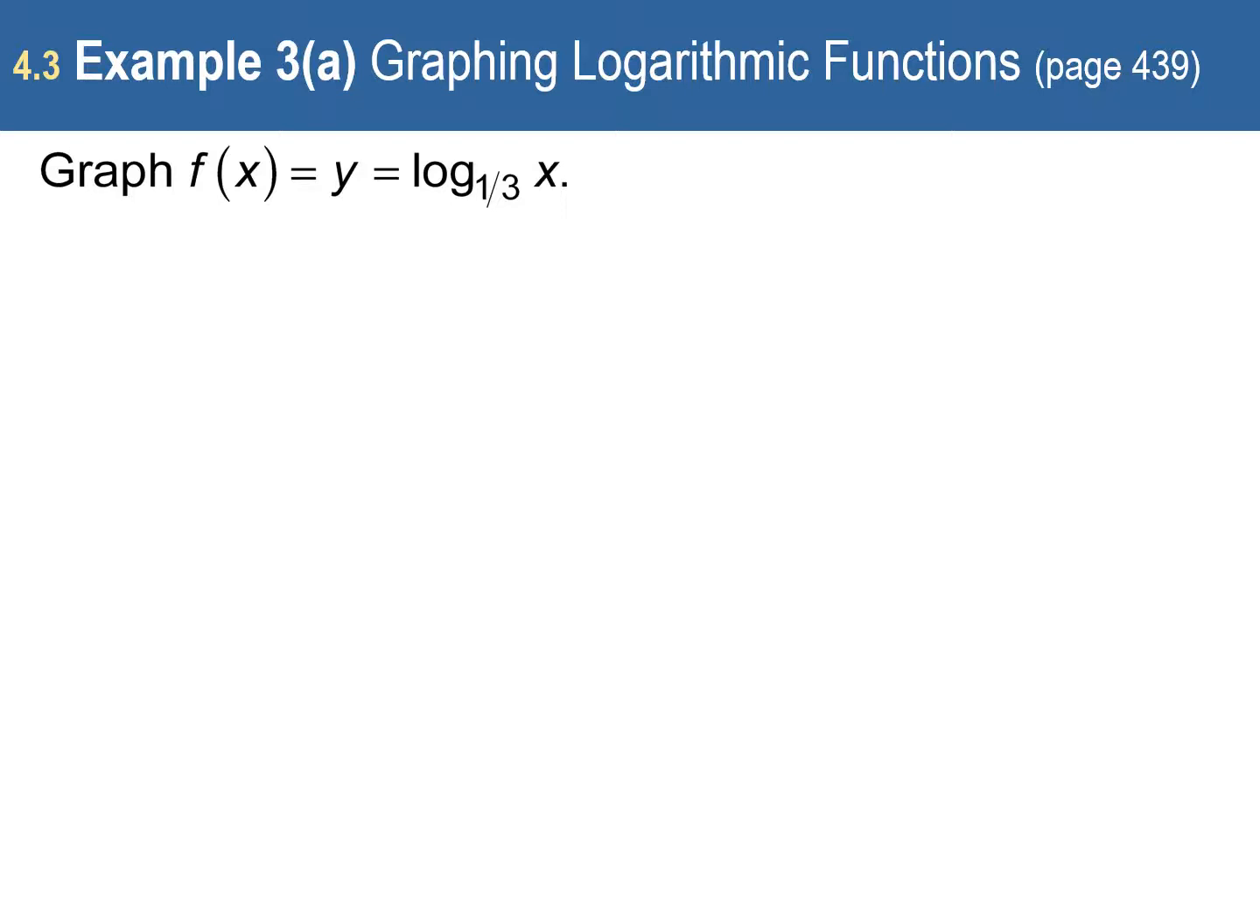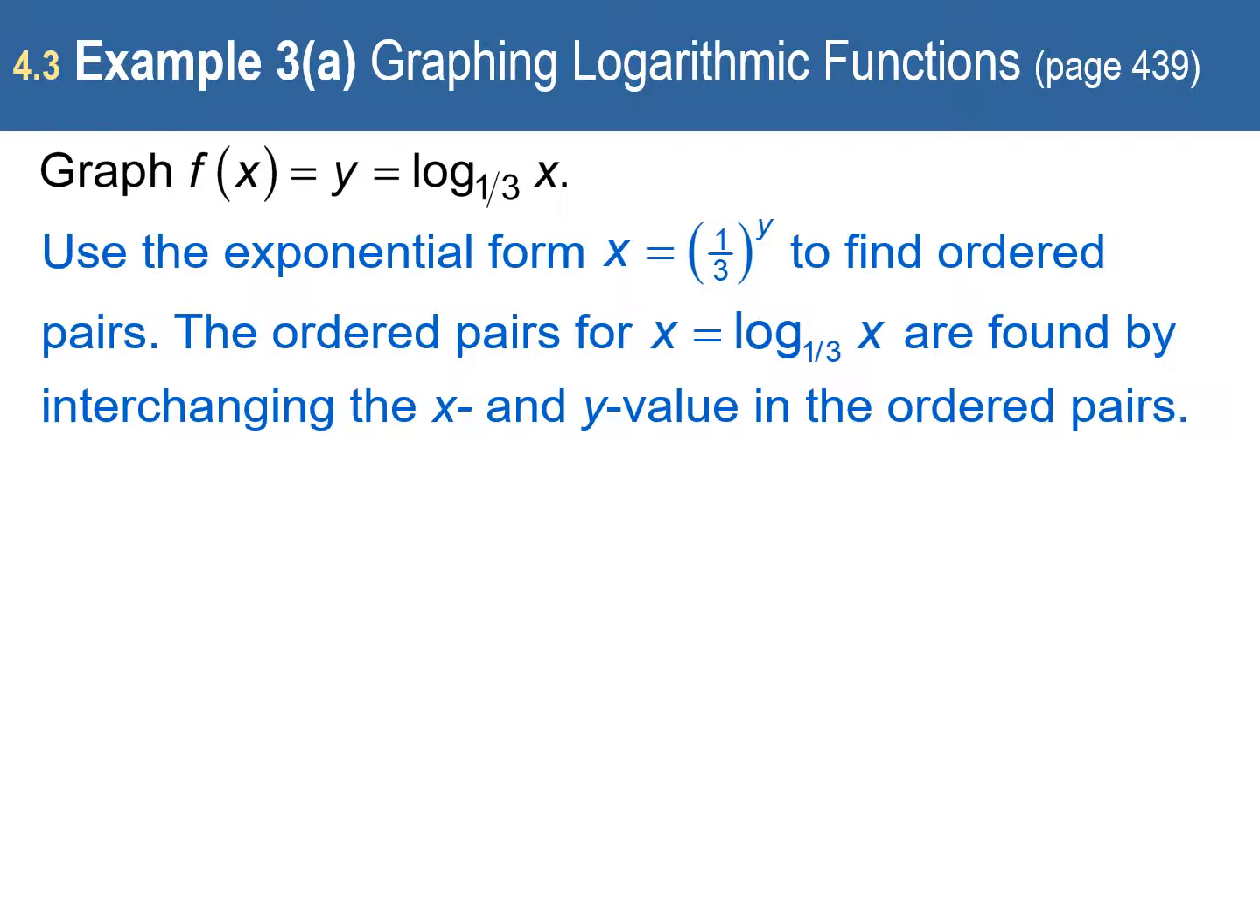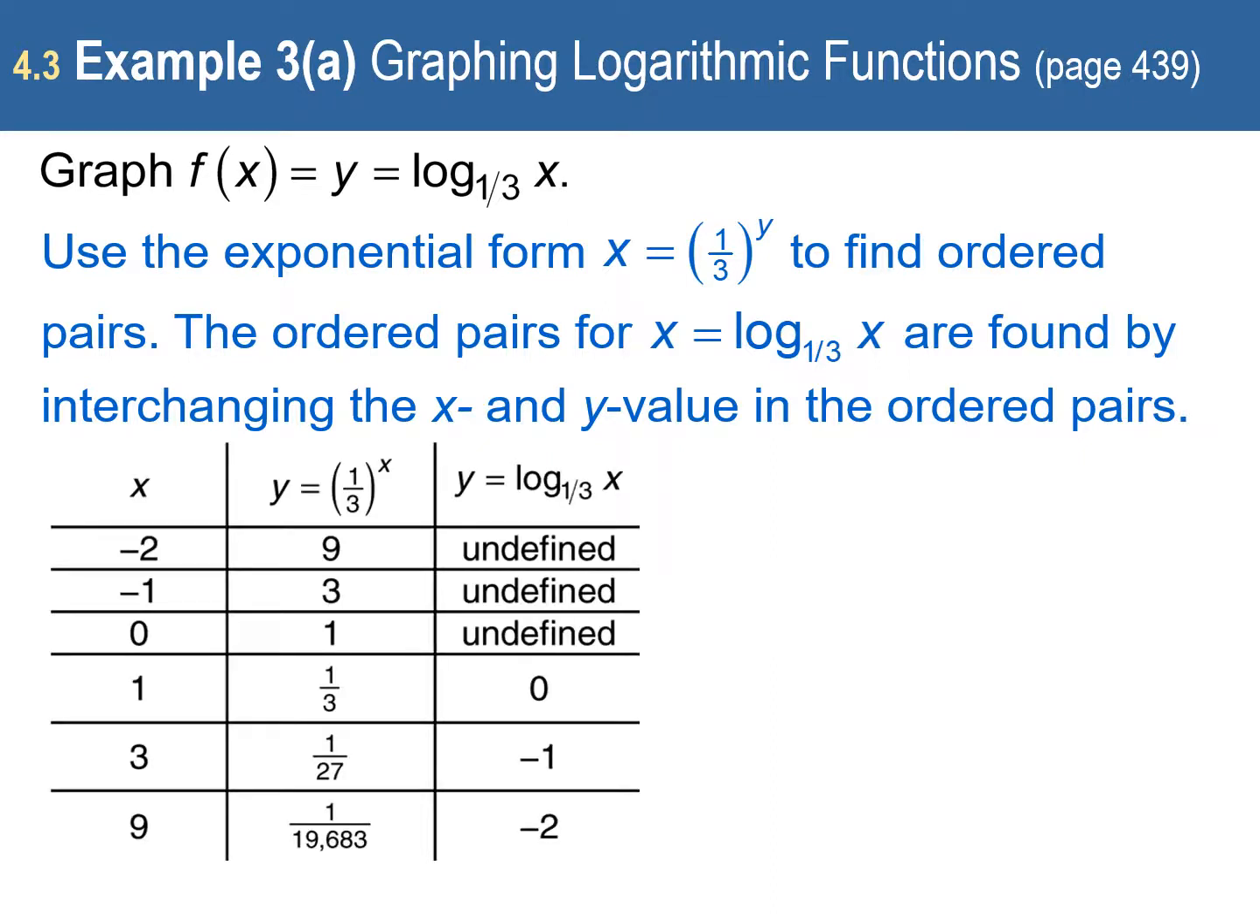So what if we want to graph y is log base 1/3 of x? Well, what you can do is graph x is 1/3 to the y, and find the ordered pairs. The ordered pairs for y is log base 1/3 of x are going to be found by switching the x and y values. So suppose we just make a table of values for y is equal to 1/3 to the x. When x is -2, y is 9. When x is 0, it's 1, etc.